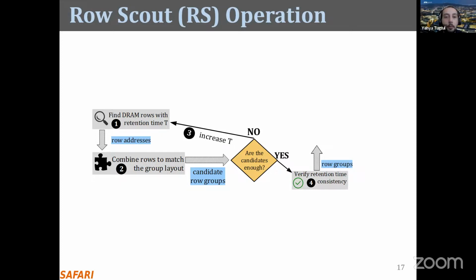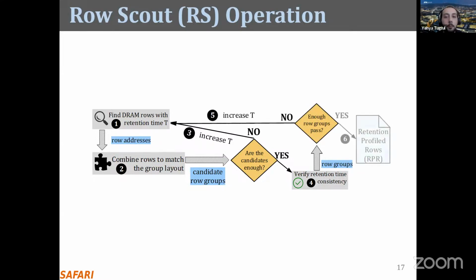Row Scout runs the retention time profiling operation multiple times to make sure that they are consistent, and it outputs the row groups. If the row groups are fewer than needed, again it will increase T and go back to step 1. Otherwise, it will output the row groups as retention profile rows.